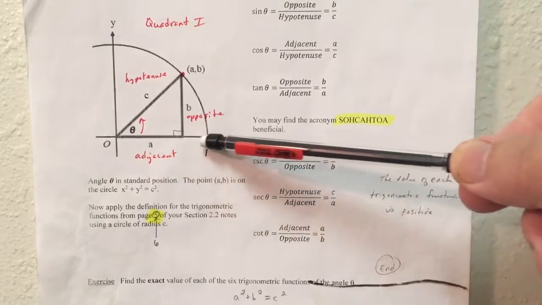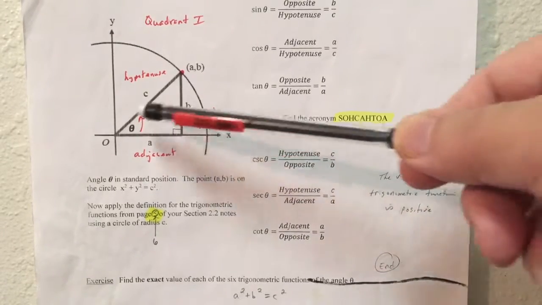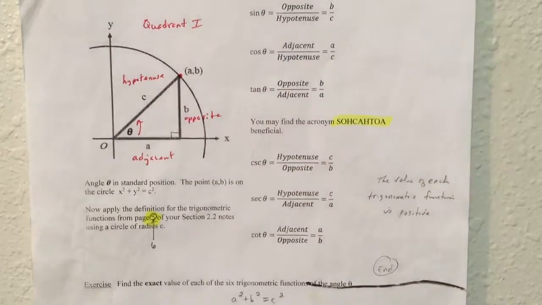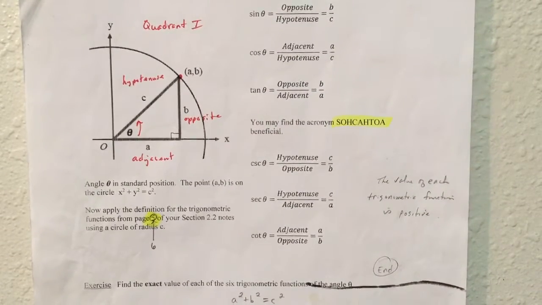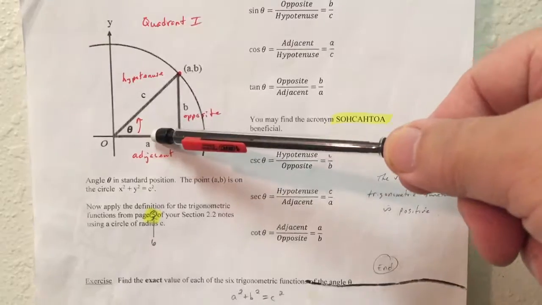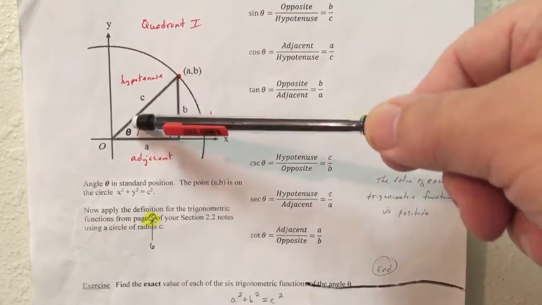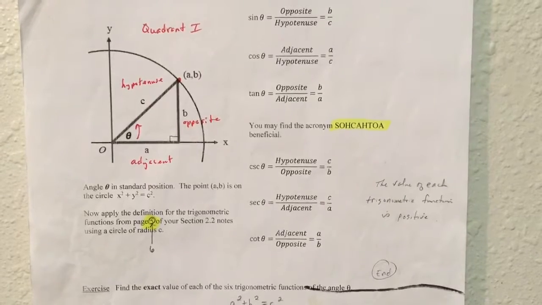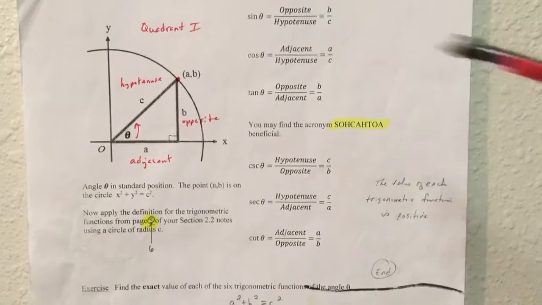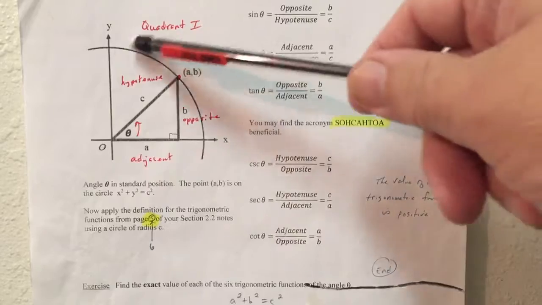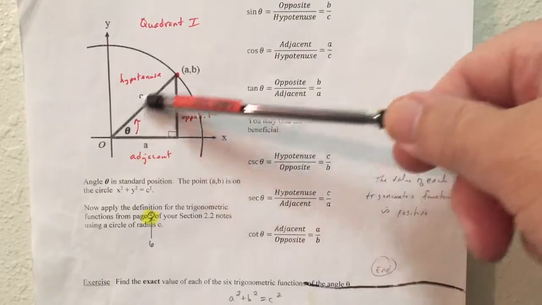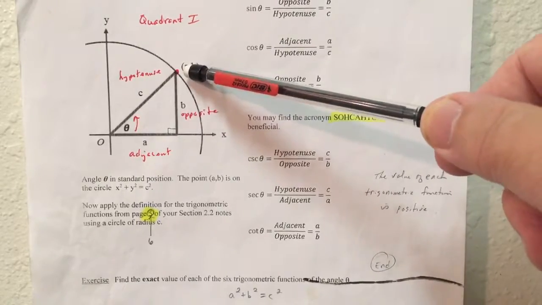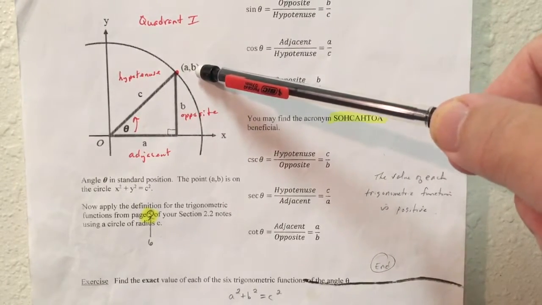Remember, the initial side goes along the positive x-axis, and the terminal side will then be in the first quadrant somewhere. And so the rotation from the initial side to the terminal side is less than 90 degrees, so that theta is an acute angle. The terminal side touches this circle of radius c units at the point (a, b). a is the x-coordinate, b is the y-coordinate.